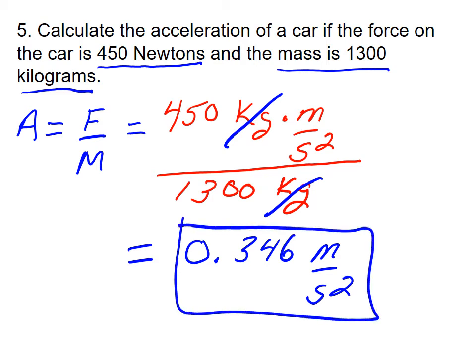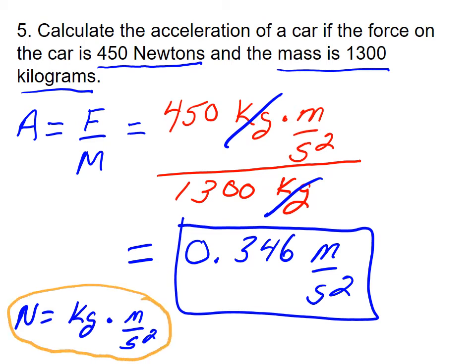So again, remember that a newton is equal to a kilogram of mass times the acceleration of a meter per second squared. So that's just something that we need to note when we're working these problems. It's always easier to take that force unit of newtons and change it back to kilograms meter per second squared.